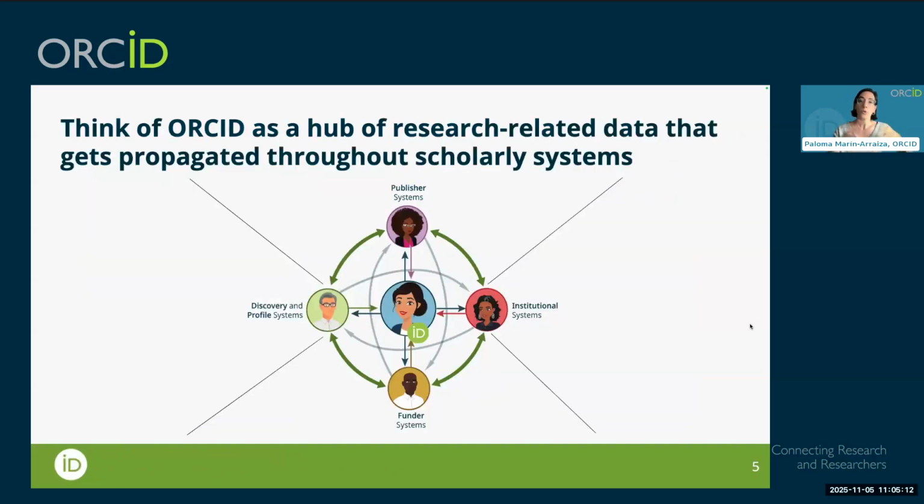Think always of ORCID as a hub of research-related data that get propagated throughout the scholarly system. So with the researcher in the middle, always giving permissions to the different integrations, different systems can benefit of those connections and benefit, of course, of the reuse of metadata.